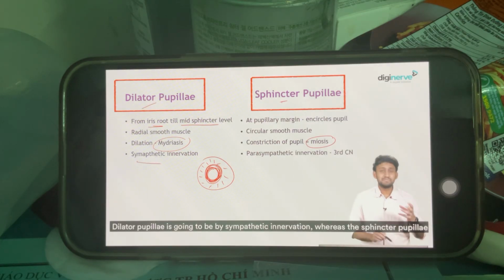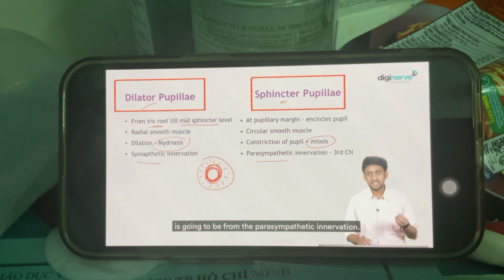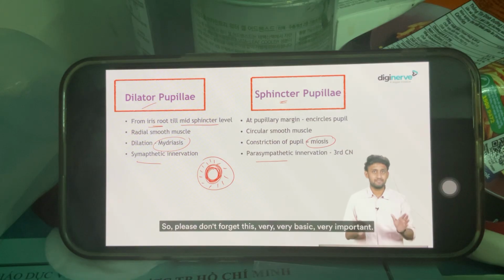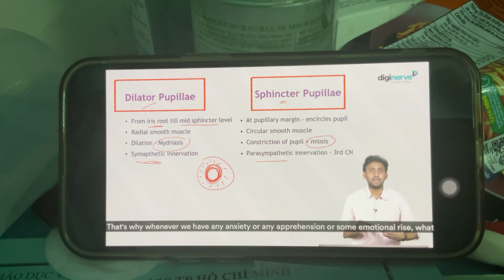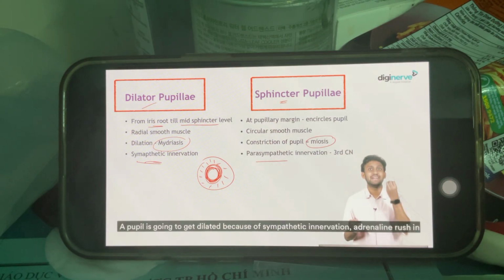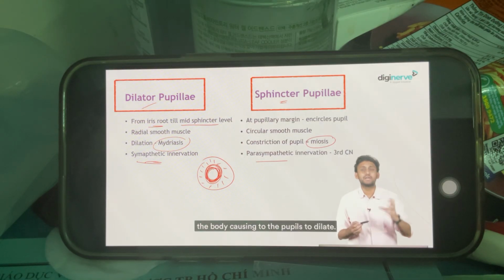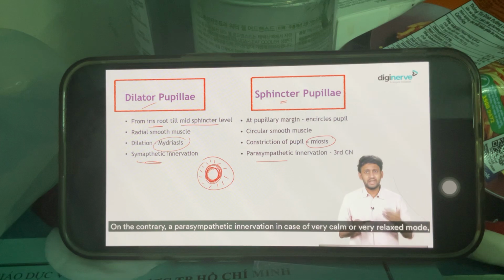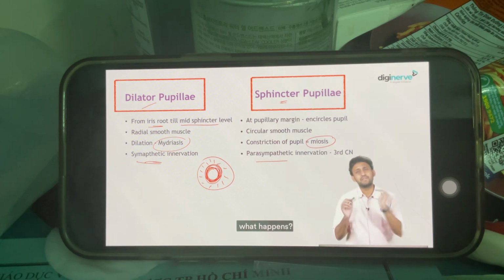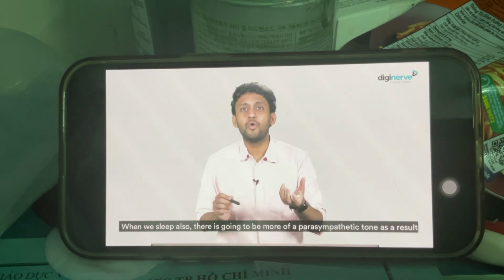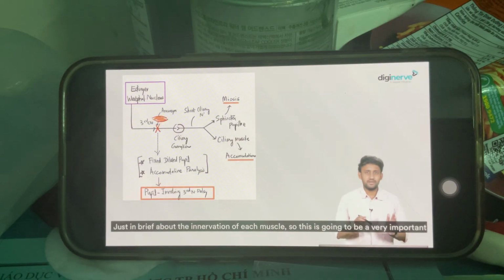Dilator pupillae is going to be by sympathetic innervation, whereas the sphincter pupillae is going to be from the parasympathetic innervation. So please don't forget, it's very, very basic, very important. That's why whenever we have any anxiety or apprehension or some emotional rise, our pupils get dilated because of sympathetic innervation, the adrenaline rush in the body, causing the pupils to dilate. On the contrary, with parasympathetic innervation, in a very calm or relaxed mode, or even when we sleep, there's going to be more of a parasympathetic tone, as a result of which there is going to be miosis. Just in brief about the innervation of each muscle.